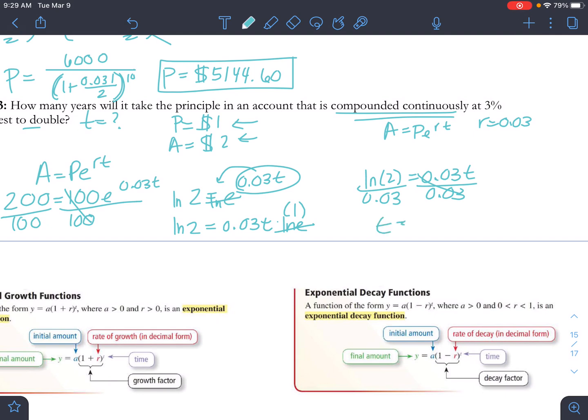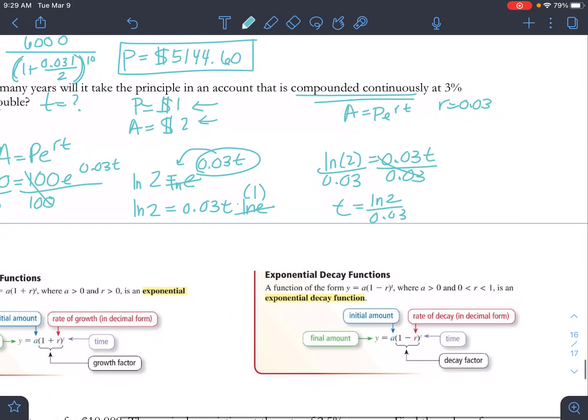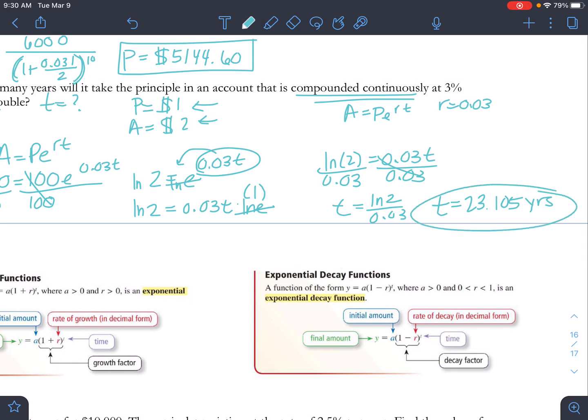So t is equal to natural log of 2 over 0.03. Try typing that in. Remember, this is the amount of years, so you want to know an amount of years. It should be positive. Let's round to 3 decimal places, actually, since we're talking about years here, not money. I've got 23.105 years is how long that would take.